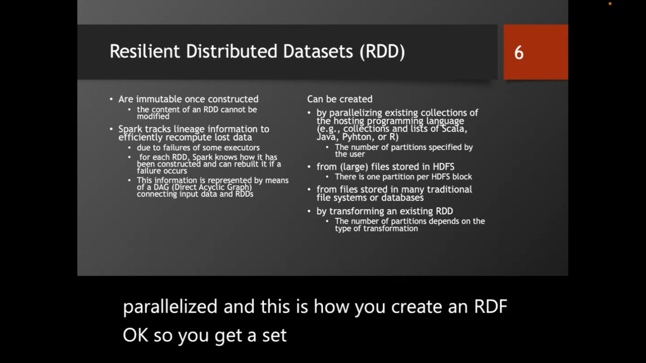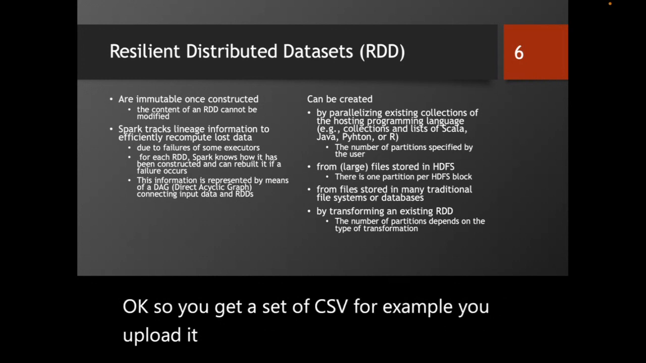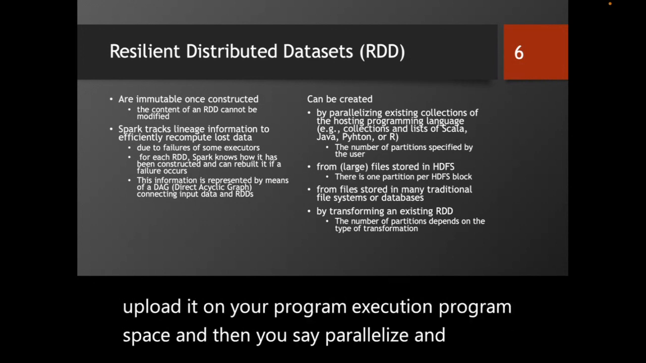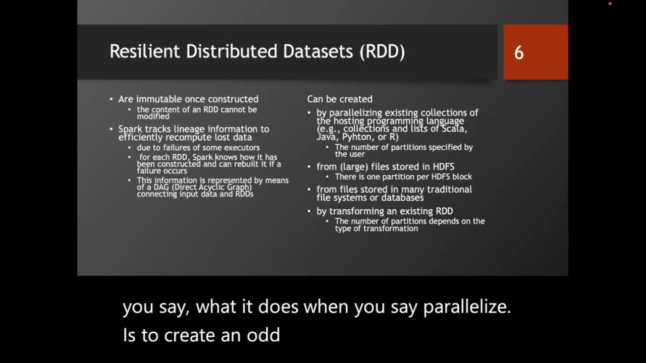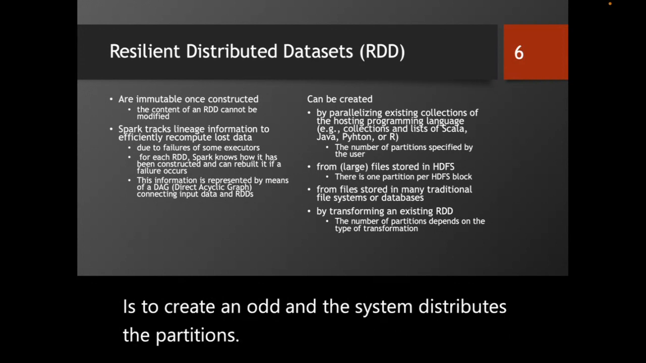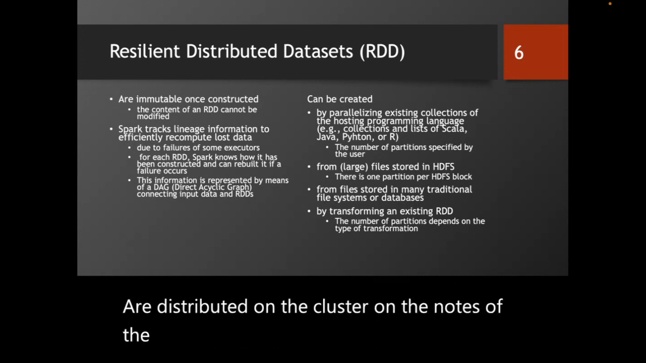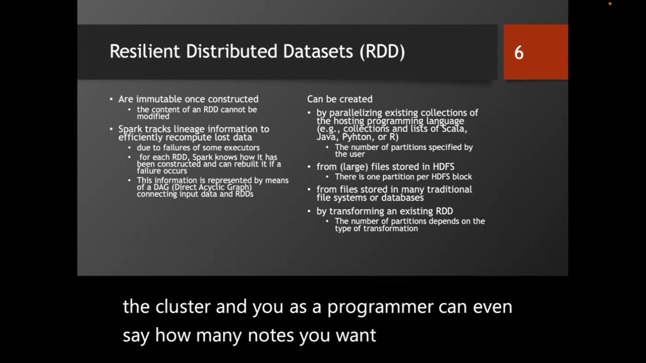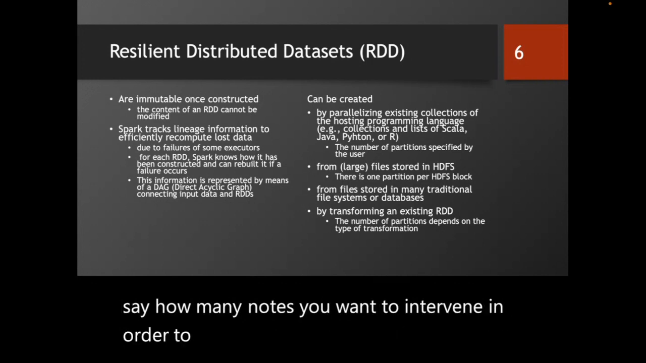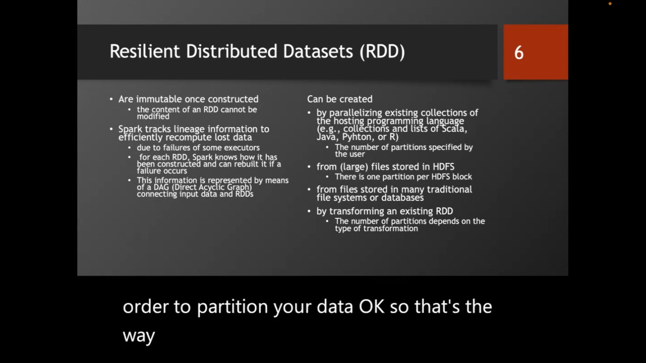Okay, so you get a CSV, for example, you upload it into your program execution space, and then you say parallelize. What it does is create an RDD, and the partitions are distributed on the nodes of the cluster. And you, as a programmer, can even say how many nodes you want to intervene in order to partition your data. Okay, so that's the way you create an RDD.